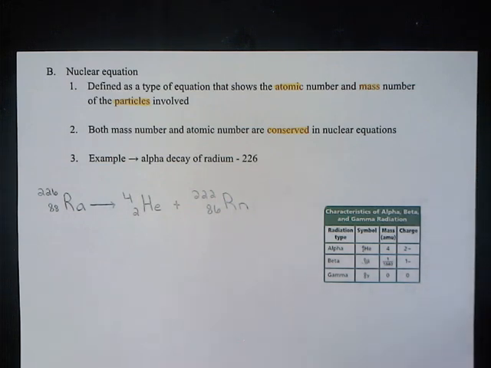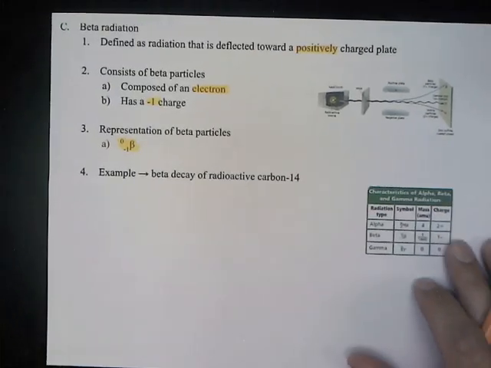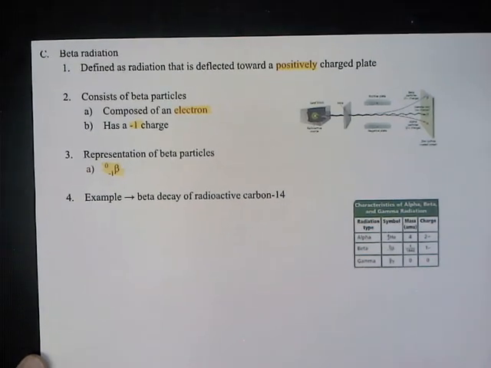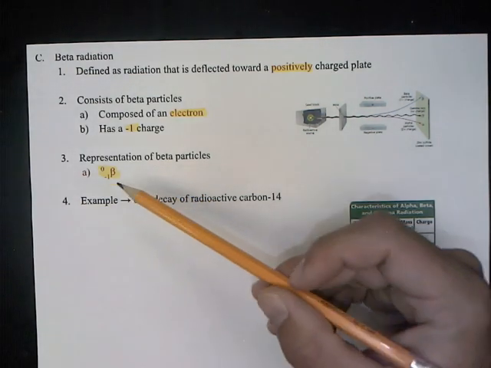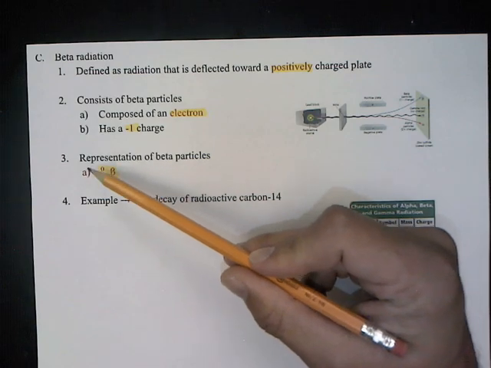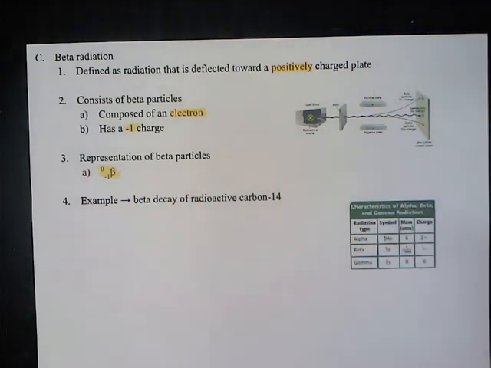All right, so let's do the same thing for two more pieces of radiation that we are going to learn in this class. The first type is beta radiation. It said here it's deflected toward a positively charged plate. That means it's negative. It also has a -1 charge and can be represented by the Greek symbol beta, and it has a mass of 0 but a charge of -1.